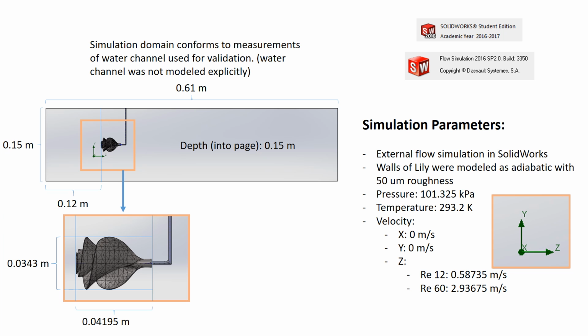The water lily itself has dimensions of 0.04195 meters for length and 0.0343 meters for height. We chose an external flow simulation in SolidWorks and modeled the walls of the lily with 50 micrometer roughness. And our ambient velocity in the simulation was set to 0.58735 meters per second for the Reynolds number of 12 and 2.9367 meters per second for the Reynolds number of 60.